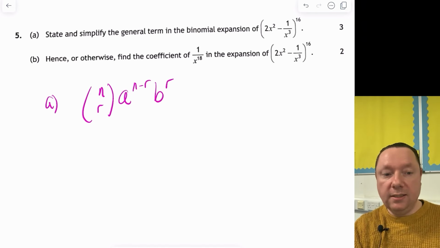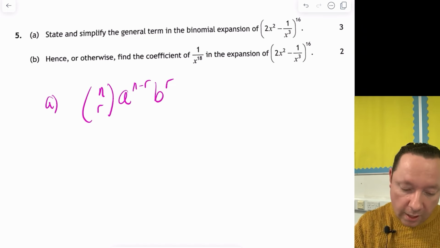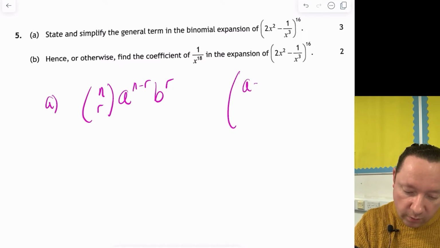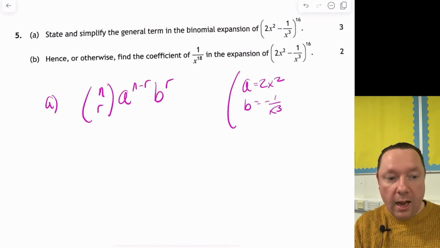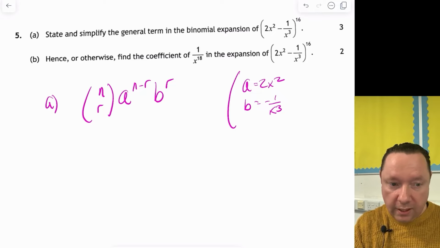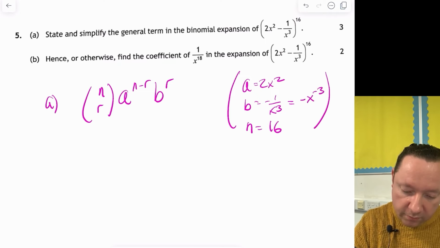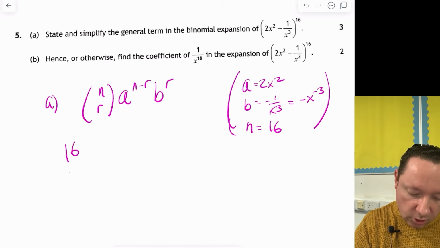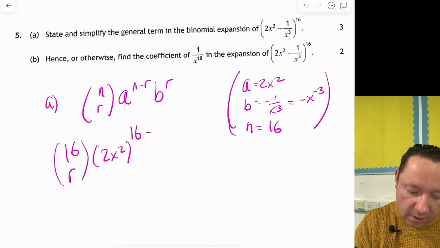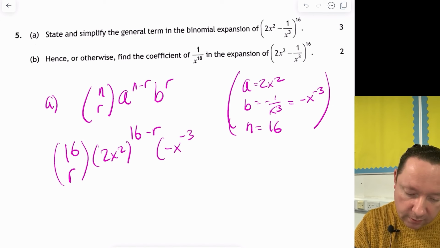So r in this case is 16, okay? And what's our a and b? Well, a is just 2x squared, of course. B is minus 1 over x cubed, and we can say that n is equal to 16. Now I might as well just change that to minus x to the minus 3 straight away for my substitution. So we've got 16 choose r, 2x squared to the 16 minus r, minus x to the minus 3 to the r.